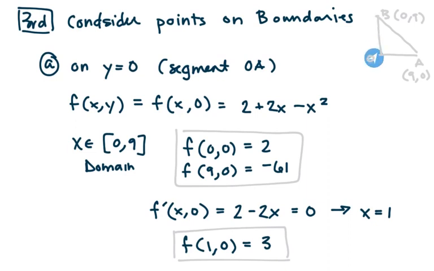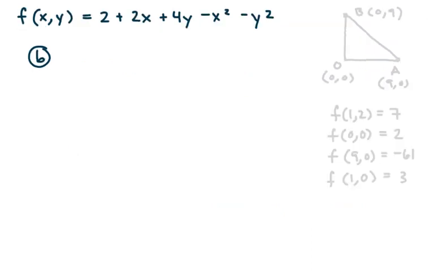We need to consider the boundary from OB as well as the boundary AB. So I've refreshed our screen. We still have our function, and we've got our region. These are the 4 points we just talked about that we found that could represent an absolute max or an absolute minimum. So part B, we first looked at the boundary OA. Now let's look at the boundary OB. And so what's going on there? That is where x is equal to 0. That's my segment OB.